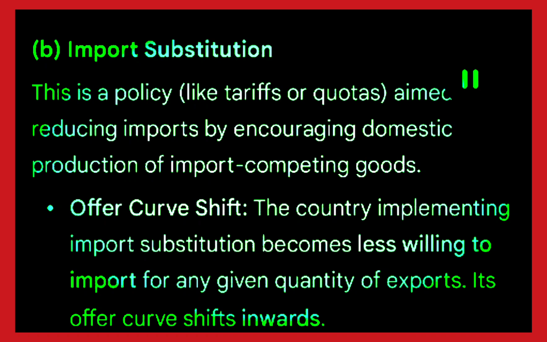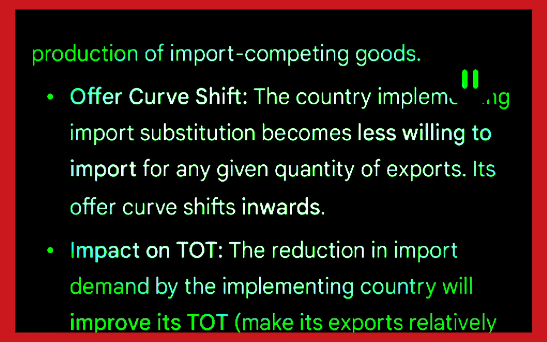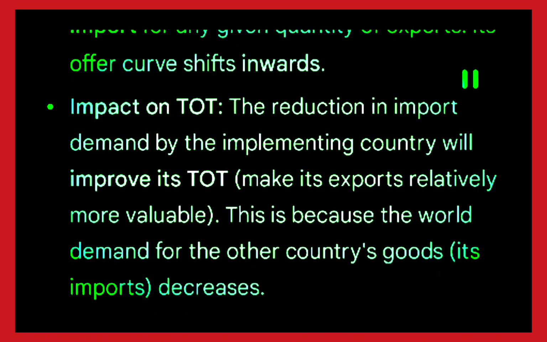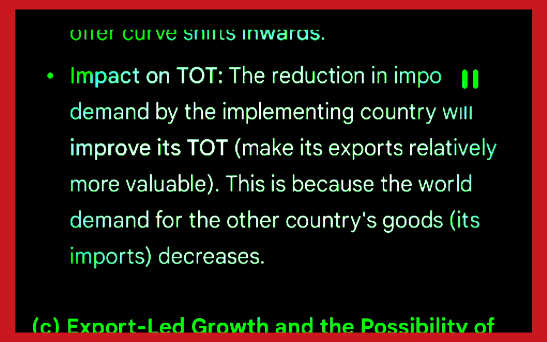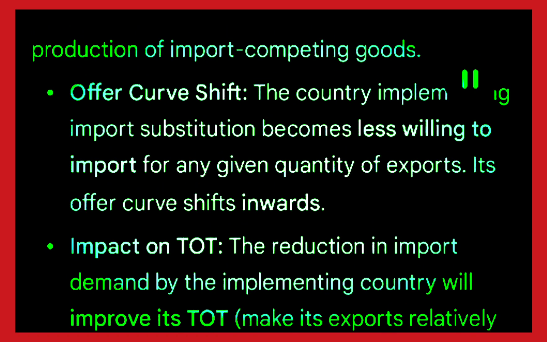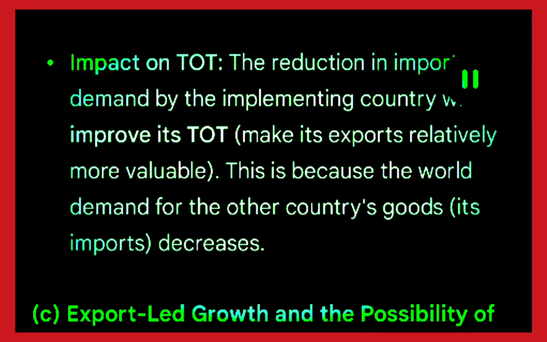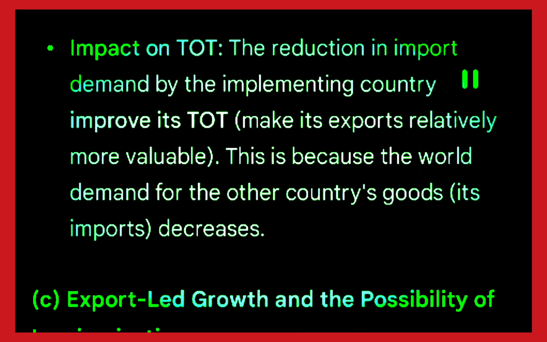The country implementing import substitution becomes less willing to import for any given quantity of exports. Its offer curve shifts inwards. Impact on TOT. The reduction in import demand by the implementing country will improve its TOT, make its exports relatively more valuable. This is because the world demand for the other country's goods, its imports, decreases.